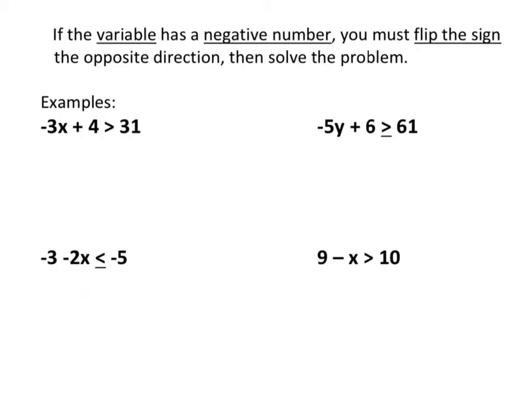So here we have our next rule. If the variable has a negative number, you must flip the sign the opposite direction, then solve the problem. So let's look at an example to see what we're exactly talking about. So we have negative 3x plus 4 is greater than 31. So our number with the variable is what we identify first. Since that is a negative number, we have to flip our inequality sign the opposite way.